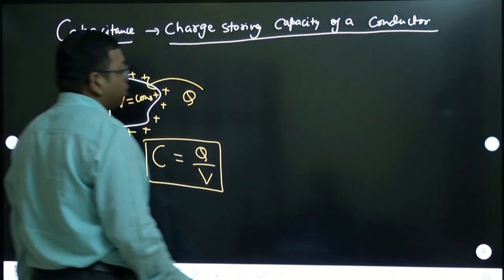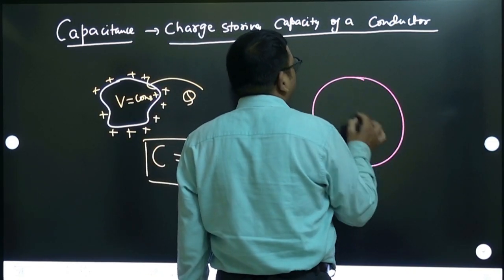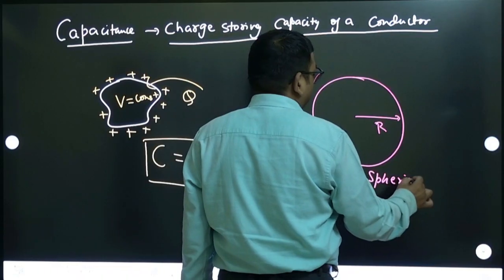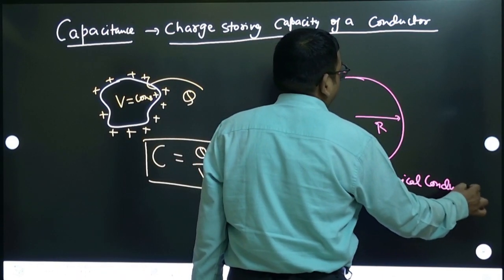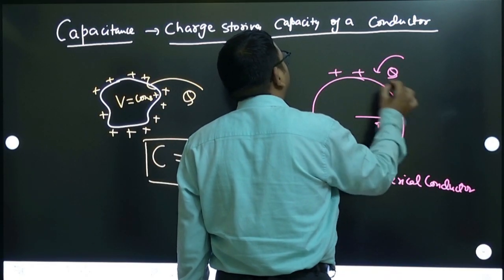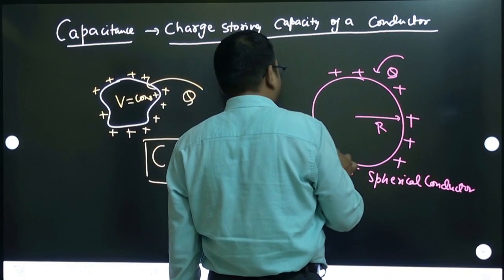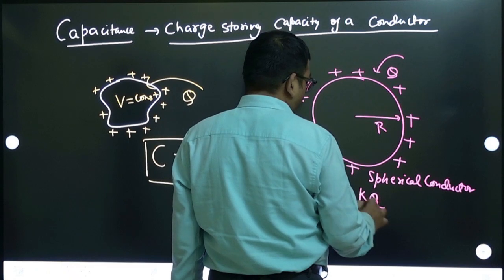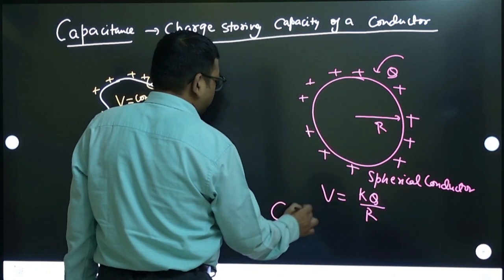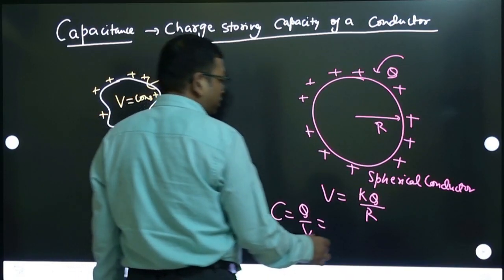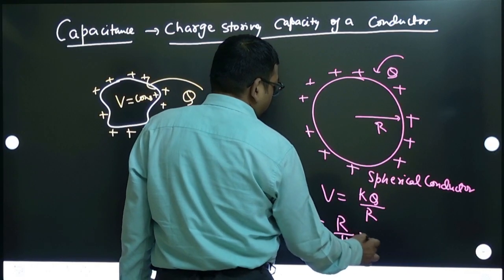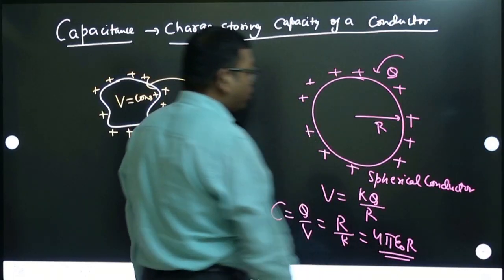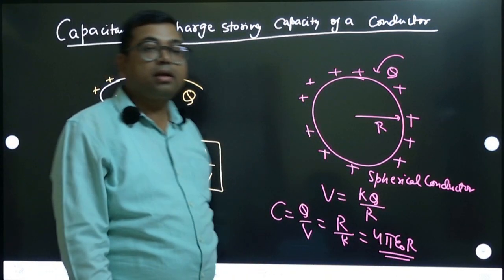and we have seen for a spherical conductor, let us say radius is r, if you give a charge of q, it will develop a potential of kq by r. So capacitance is the ratio of charge and voltage, which becomes r by k. K is 1 by 4 pi epsilon naught, so this becomes 4 pi epsilon naught r. So this formula, 4 pi epsilon naught r, is the capacitance of a spherical conductor.